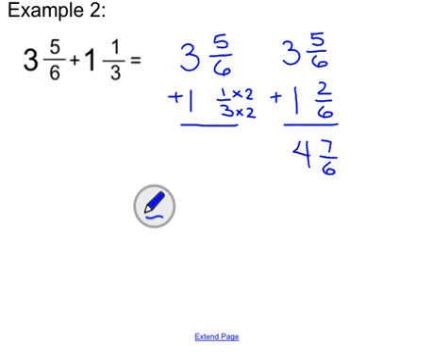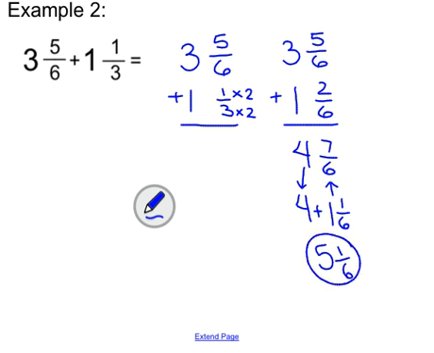Now you can never have an improper fraction as part of a mixed number, so you're going to fix this improper fraction. 6 goes into 7 one time with a remainder of 1. Keep your denominator as 6. So that takes care of the 7/6, but you still have that 4 from out in front. So when we add those together, your final answer should be 5 1/6.